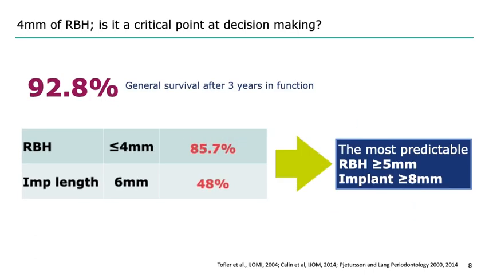Putting things together, the outcome would be the most predictable with an 8 millimeter or longer implant placed in residual bony height a lot less than 5 millimeters. So we can expect such a really high survival rate as long as we can place an implant of more than 8 millimeters with the residual bony height of more than 4 millimeters.